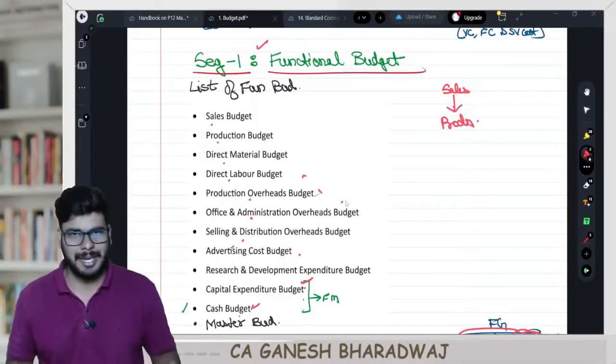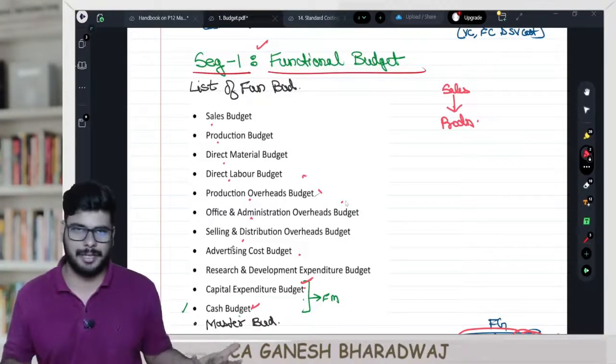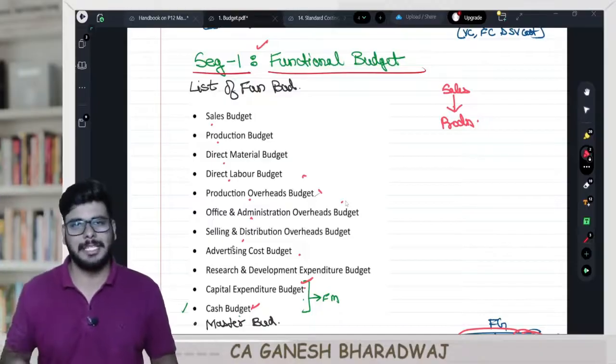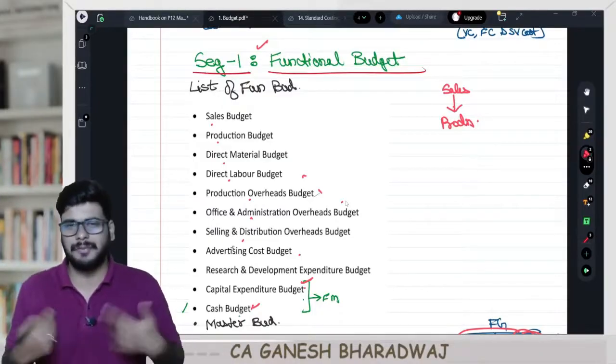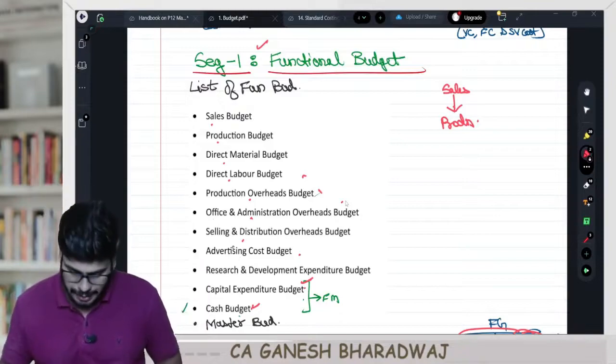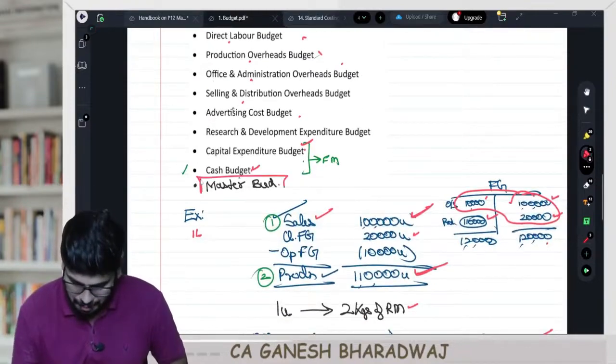Right now, in some cases they would have directly given the production. In that case, you need not prepare the sales budget, and all the figures would have been given. If the figures are directly given, it's fine. Clear with this, guys? Now sir, what do you mean by master budget?